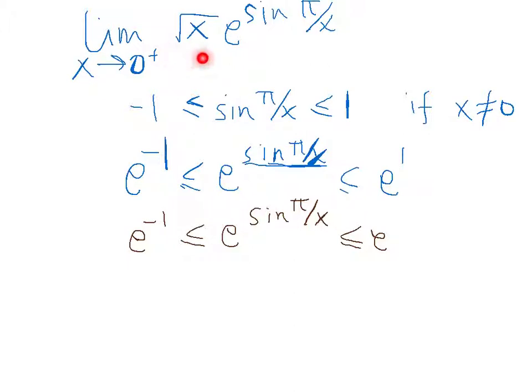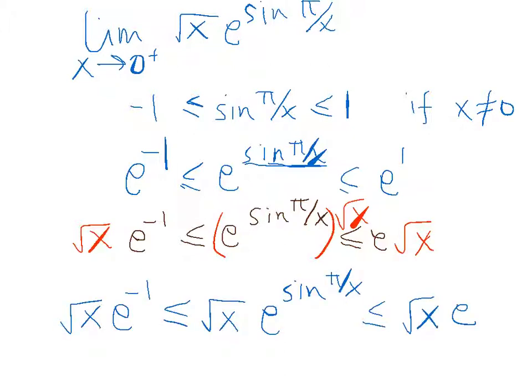Okay, so to get this in the middle, all I have to do is take the inequality I have and multiply each piece of it by square root of x, the missing piece. So I have square root of x times e to the -1 is less than or equal to this whole thing times the square root of x, which is less than or equal to e times the square root of x. Okay, so let me rewrite that. So we have square root of x e to the -1 less than or equal to square root of x e to the sine of pi over x less than or equal to square root of x times e.